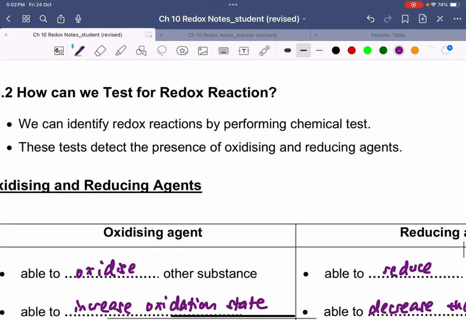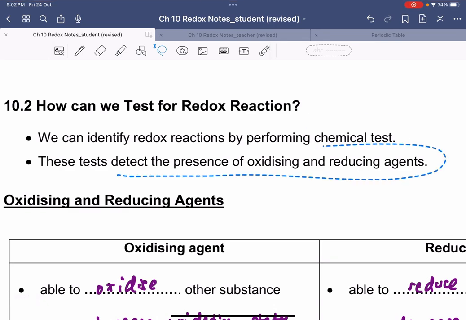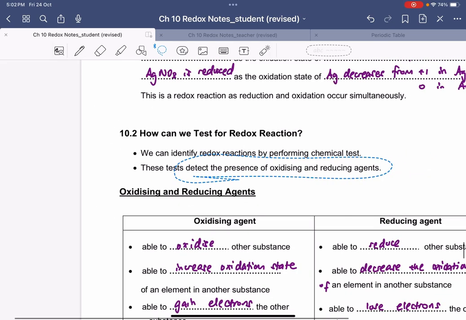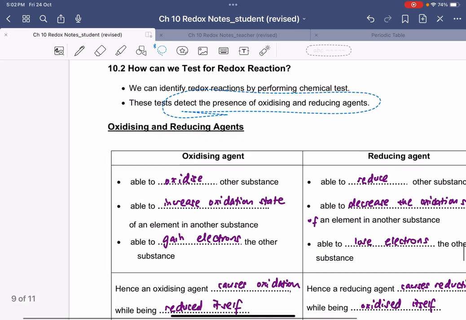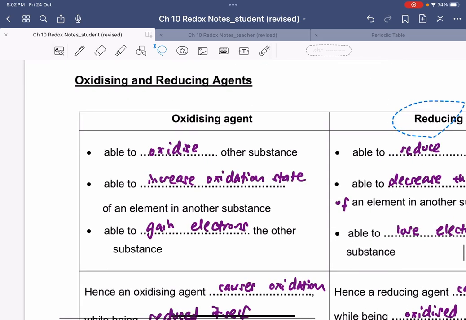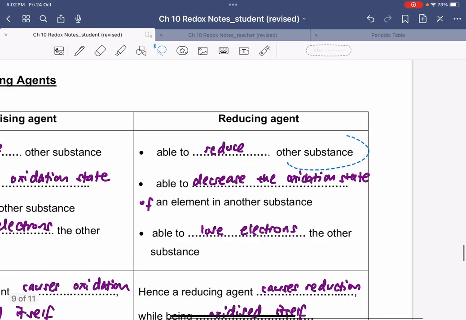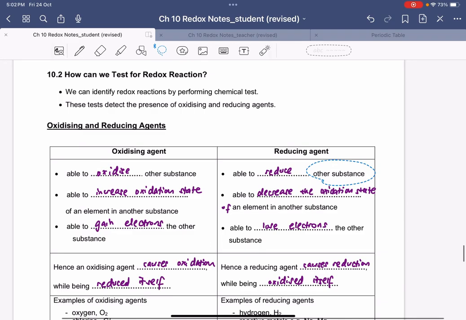We can identify redox reactions by performing chemical tests, and we can detect the presence of the oxidizing and reducing agent. Let me explain what is the meaning of oxidizing agent and reducing agent first. Now, an oxidizing agent is able to oxidize another substance. A reducing agent is able to reduce another substance. So what does that mean?